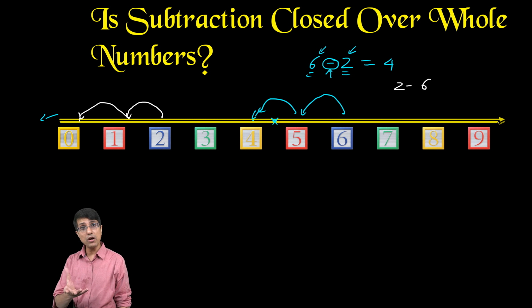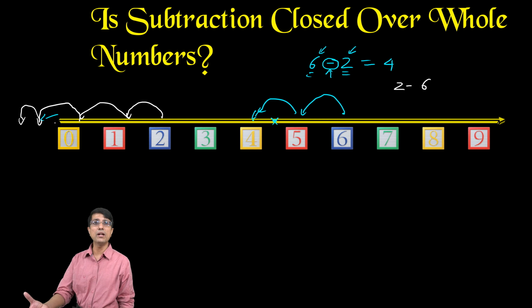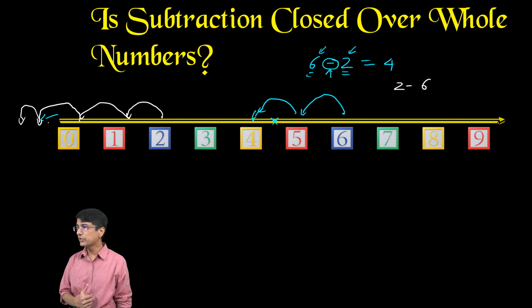1, 2, and now we have ended up on 0. Now if I go any more backward, I am actually falling off the number line of whole numbers. So my answer in this case does not happen to be a whole number.